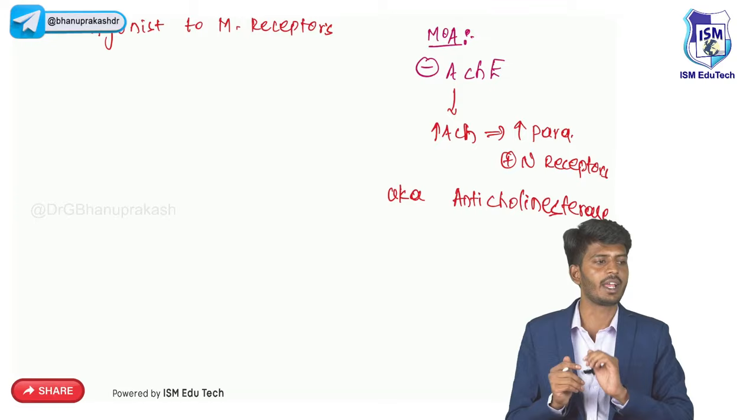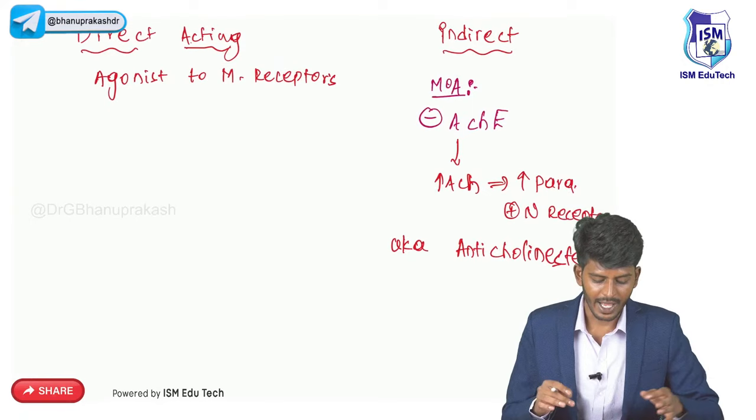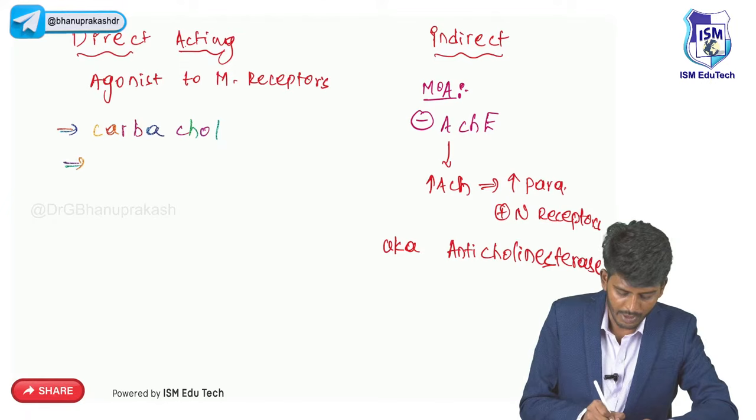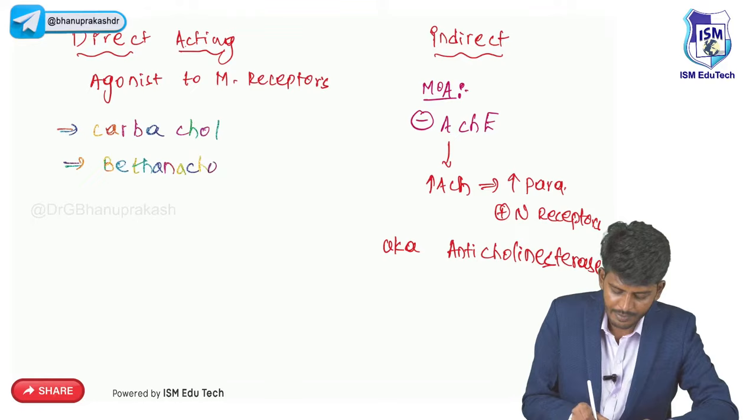Now what are the direct acting drugs? Among direct acting drugs, we have drugs such as carbachol. We have one more drug called bethanechol. Then we have one more drug.